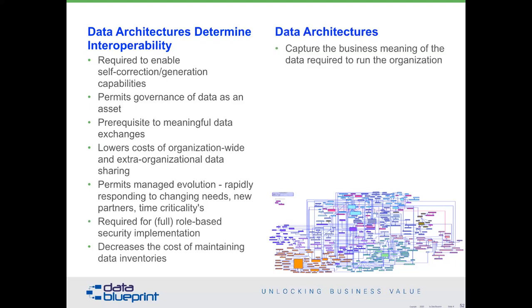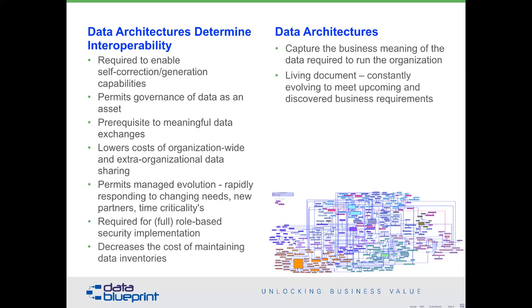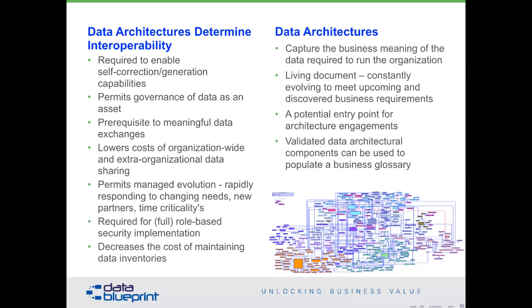The architectures capture the business meaning of the data running in the organization, and it's a living document, as it should be, updated periodically. It's an entry point for architectural engagements, and if we have a validated architecture, we can now use these components to populate a business glossary, which is the big buzzword that we're going to see in the upcoming DGIQ event that we're going to hold in June. And the glossaries will be hugely featured in all of that. So it's also a major collection of metadata.